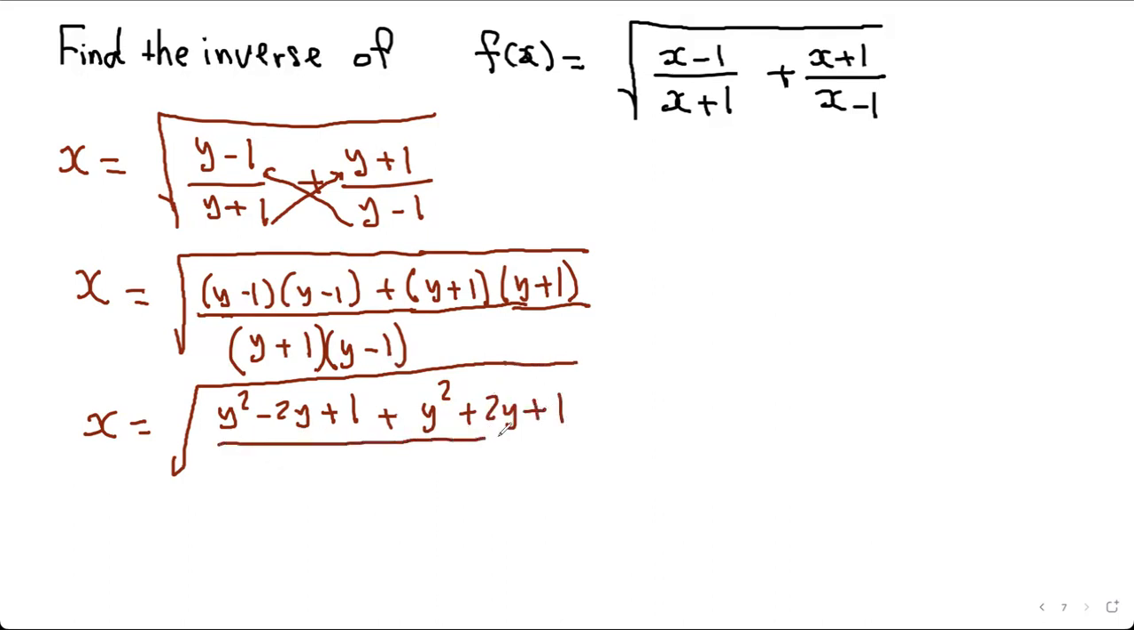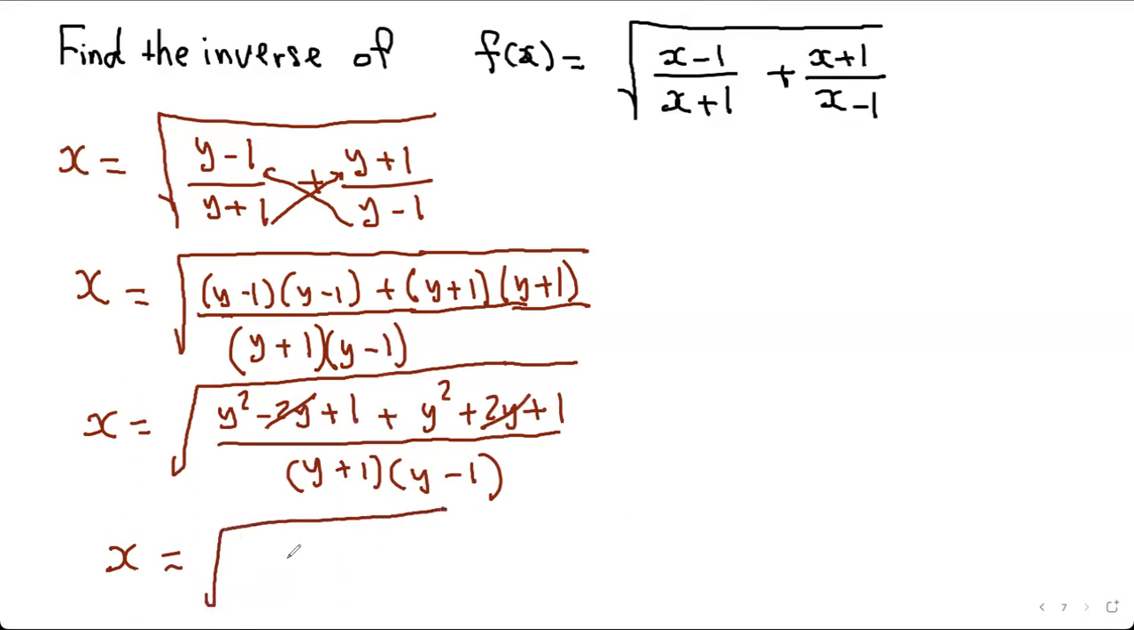all over y plus 1, y minus 1. Now, right away, I see this will cancel right here, negative 2y and 2y. Under the square root, I'm adding y squared and y squared, getting 2y squared, and I'm adding 1 and 1, so I get plus 2. And here, I'm going to FOIL this, and I'm going to get y squared minus 1.